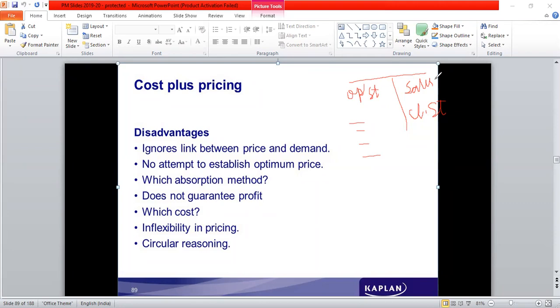Then, deciding the cost price plus the profit margin is the selling price. But how would the cost price be decided? Whether it would be based on the total cost method, that is the absorption costing method, or only the variable cost, which is the marginal cost method. That is also not explained. Which absorption method, that is also not explained. So that becomes a disadvantage. It does not guarantee profit. So it does not guarantee that, based on this method of deciding the selling price, the profit is earned. What does it mean?